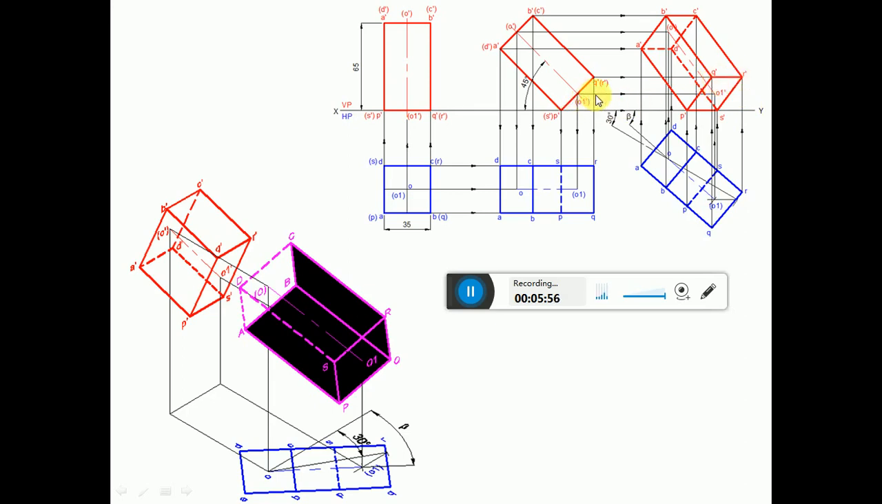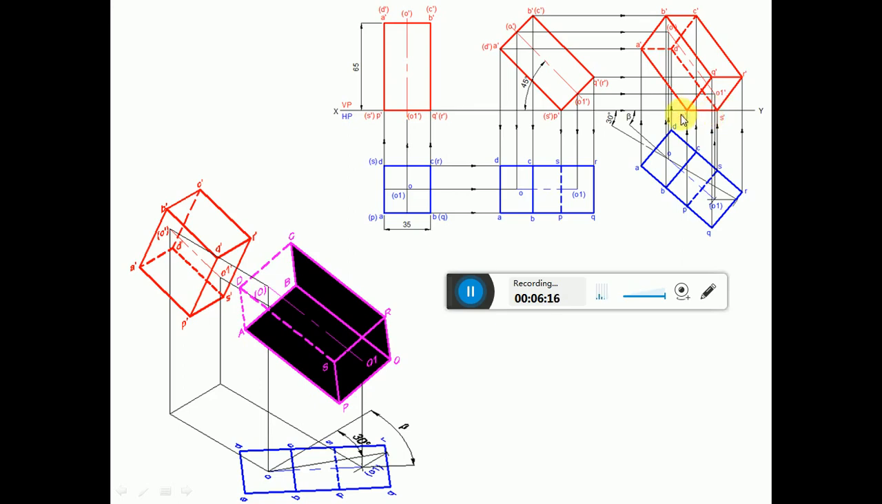Similarly, draw a horizontal projector from O1 dash and draw a vertical projector from O1 to intersect at this O1 dash. Then draw a horizontal projector from P dash, S dash and draw a vertical projector from P and S to get these 2 points.